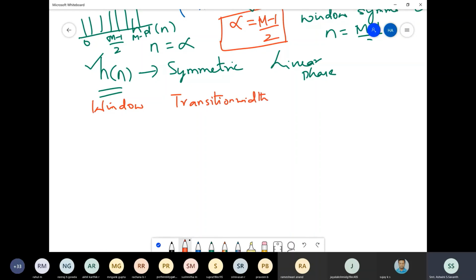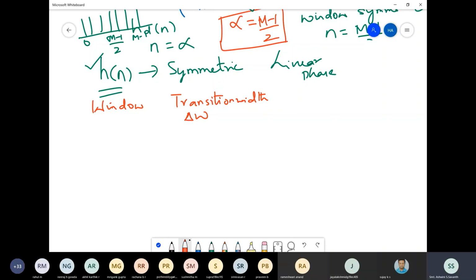Okay, why does the transition width happen? Because of the convolution that is happening in the frequency domain. The window function gets convolved with the ideal frequency response. That is why the transition is not sharp; it becomes smooth, because this window function in the frequency domain is a sinc function. So different windows will give a different smoothing effect. Therefore, the transition width given by the different windows will be different.